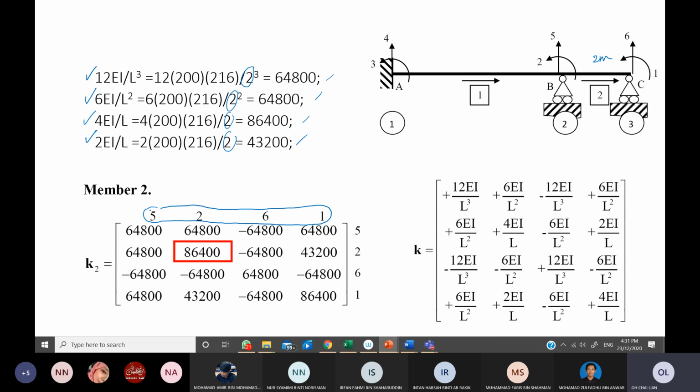Then let's have a look at this numbering. Okay, this numbering is very important. If you do this wrong, you do the structure stiffness matrix wrongly. Okay, so let us have a look. Sorry, I need to highlight many times. This is NY, this is NZ, this is FY, this is FZ. Okay, from the near end, we have 5 and 2.